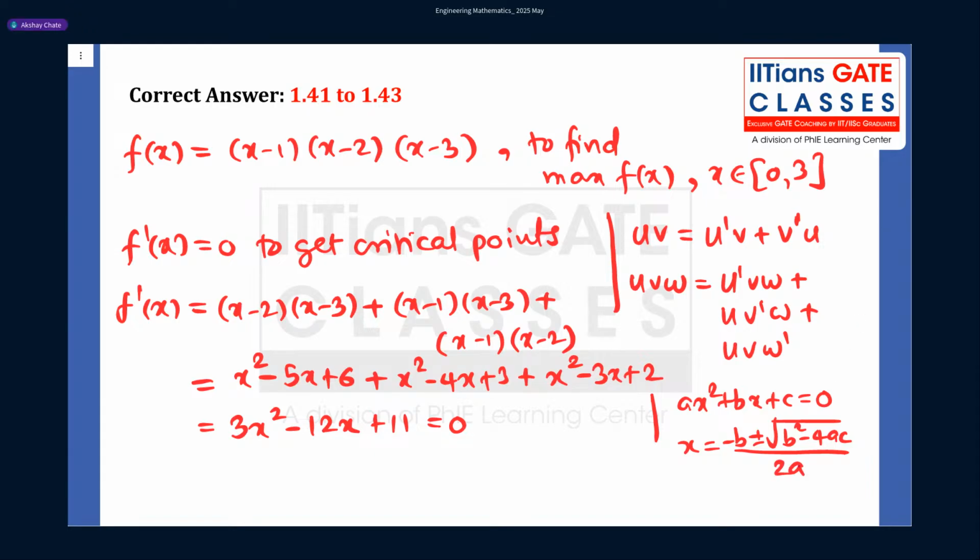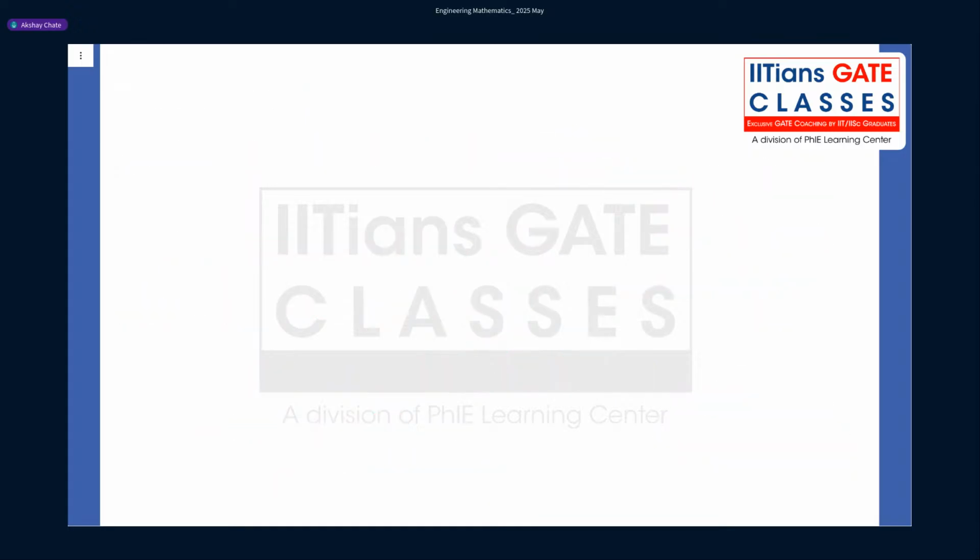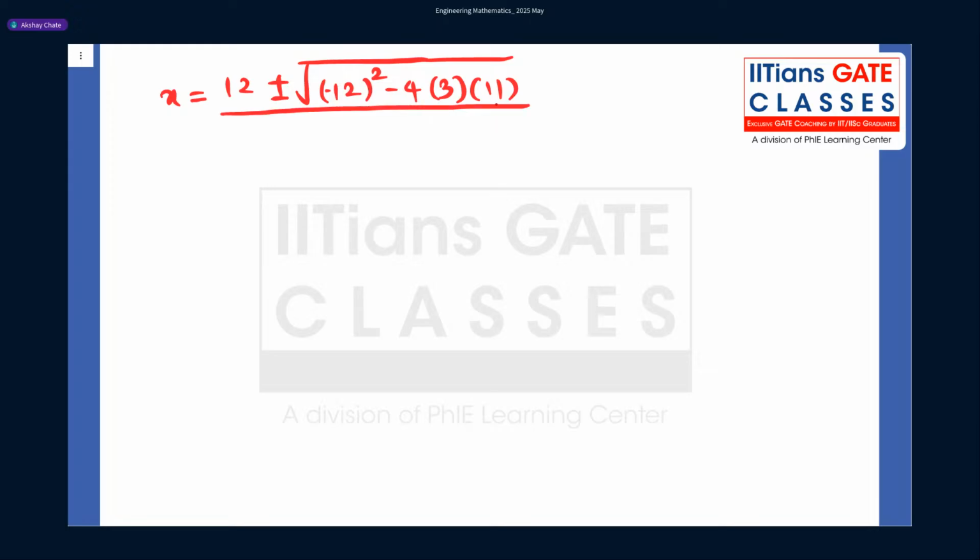So if you do that here to get the values of x where f dash of x goes to 0, if you compare the coefficients, a is 3, b is minus 12, and c is 11, right? So your x values or the critical point values will be minus b, so that is minus of minus 12, so that comes out to be 12, plus minus square root of b square, so that is minus 12 square, minus 4a c, a is 3, c is 11, divided by 2a, a is 3. So these are your critical points.